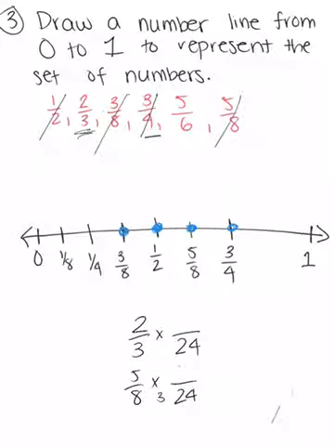8 times 3 gets me to 24, so 5 times 3 is going to get me to 15. And then 3 times 8 gets me to 24, so 2 times 8 is going to get me to 16. Wow, so by setting those two equal to a common denominator, I realized that 2/3 is really close to 5/8, but it's also greater. So I'm going to go right here, super close. I'm going to actually erase that one. I'm going to go even closer because it's 24ths. I'm going to make my line here and I'm going to put 2/3.